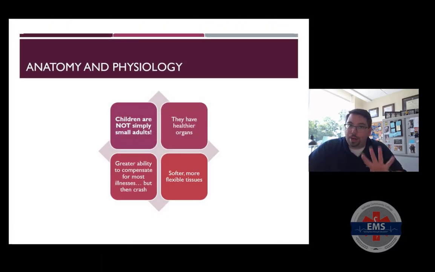Anatomy and physiology. There's four primary core things we have to remember when we're thinking about A&P for peds. One, children are not simply small adults. They have healthier organs, they have softer and more flexible tissue, and they have a greater ability to compensate for most illnesses, but then they will crash. An adult's generally going to come in sick and get worse and worse, and then now they're dead. The pediatric patient's going to compensate and compensate and compensate, and I've used all of my resources. Now they crash. And it's very hard to get back on top of where they need to be, because we're now behind the eight ball.